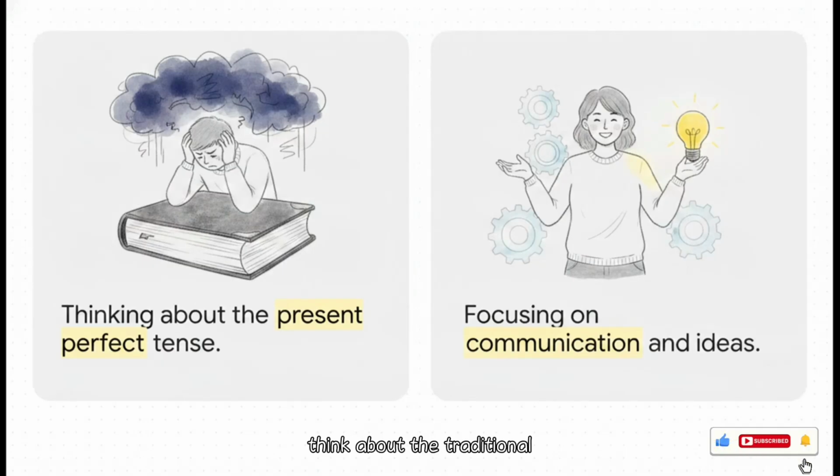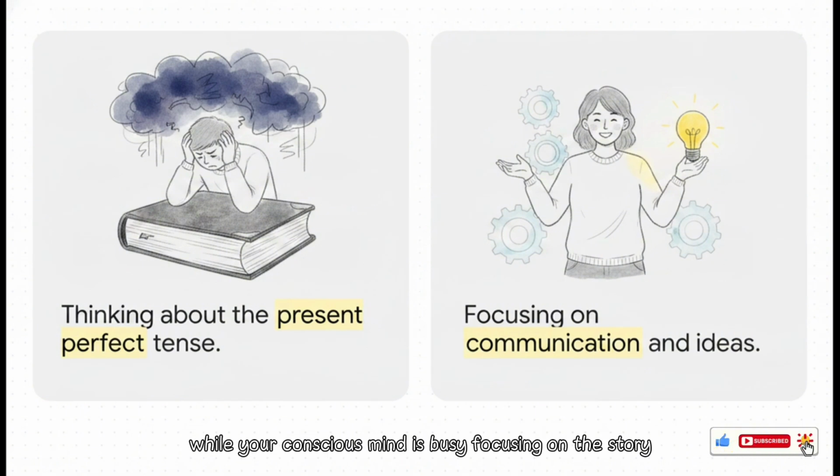Think about the traditional, often super painful way we are taught languages. You're usually sitting there, staring at a textbook, actively agonizing over why the present perfect tense is used in situation A, but not situation B. It's exhausting, and honestly, it's often ineffective for real-time speaking. But with advanced imitation, you don't think about the rules at all. Your brain is focused 100% on communication, on just understanding and expressing the idea. While your conscious mind is busy focusing on the story, your subconscious mind is actively downloading the grammar rules in the background. It's widely considered one of the most natural, proper ways to truly master grammar.